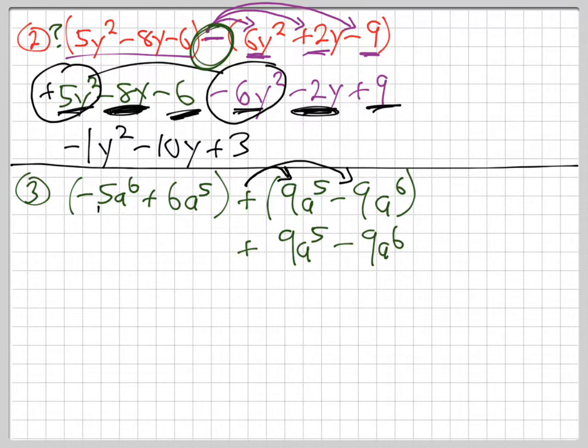Same thing on the other one. Just bring these guys down. No change at all. Minus 5a to the 6th plus 6a to the 5th. We good there? And now we combine like terms.